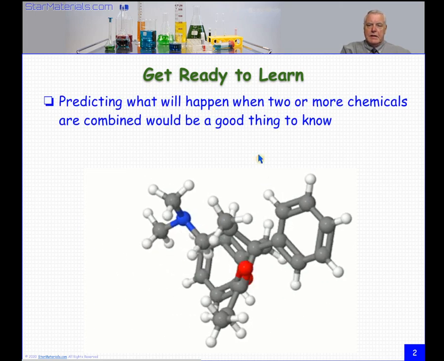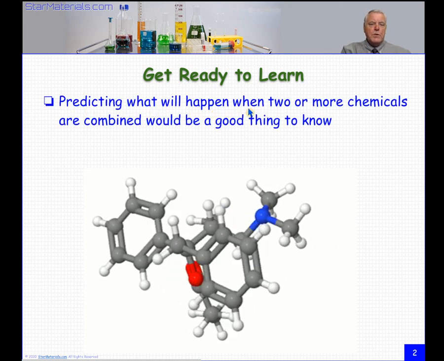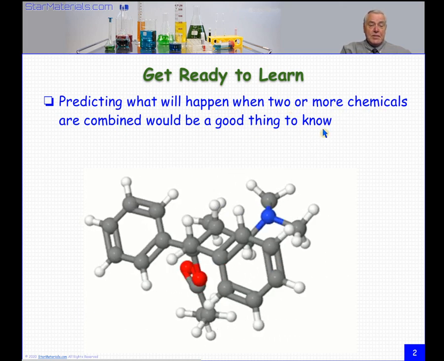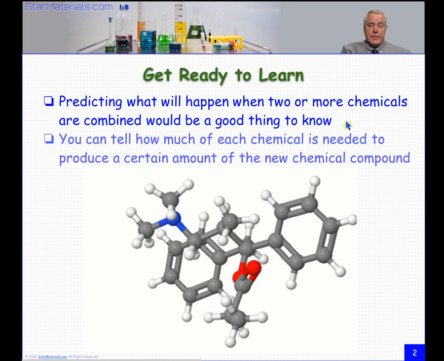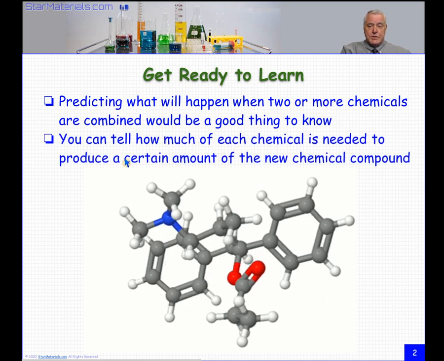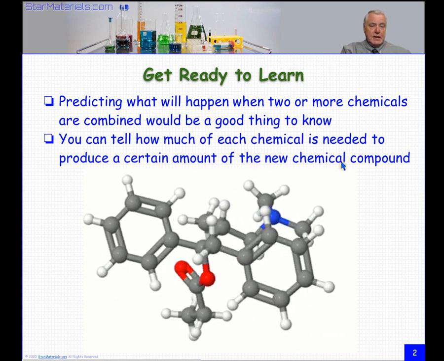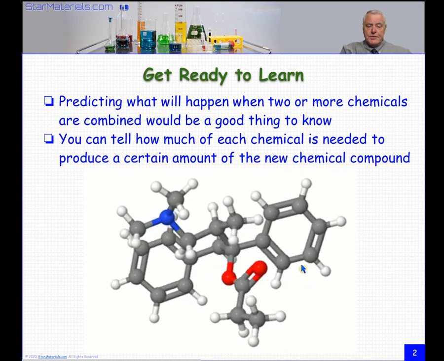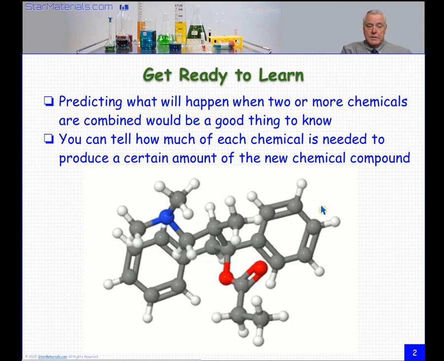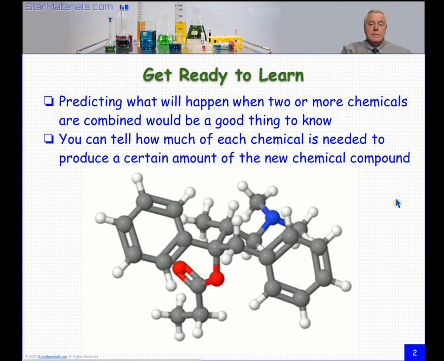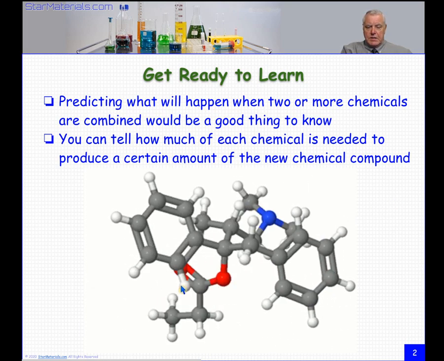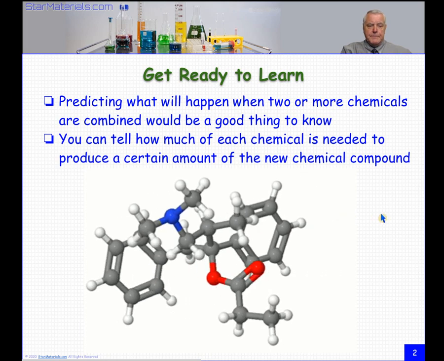We're going to learn about it because predicting what will happen when two or more chemicals are combined would be a good thing to know. You can tell how much of each chemical is needed to produce a certain amount of the new chemical compound. Suppose this is a vitamin or a flu shot. It would be good to know how many of these white ones you need, how many of the red, and how many of the gray.